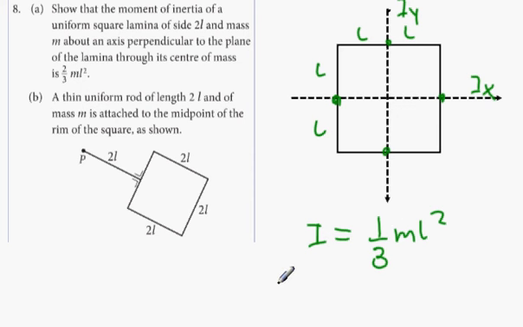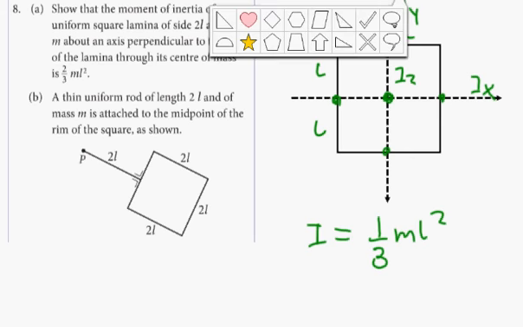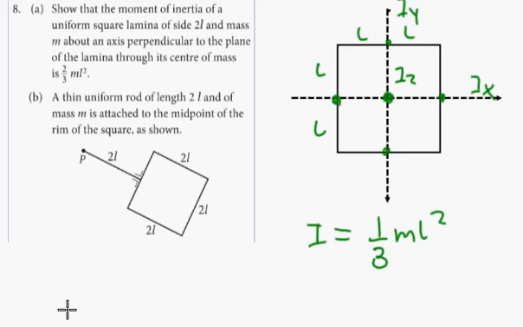Now we're going to try and find out what IZ is. IZ is going directly through the middle. So basically, if I was to draw something like a parallelogram, I suppose, this axis will be going dead center through the middle, through the center of the square.